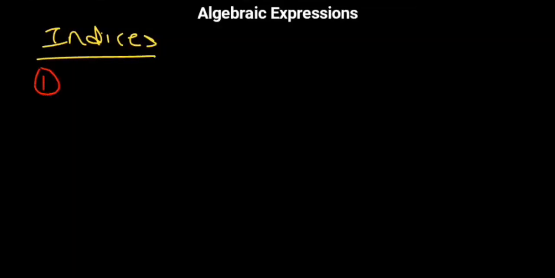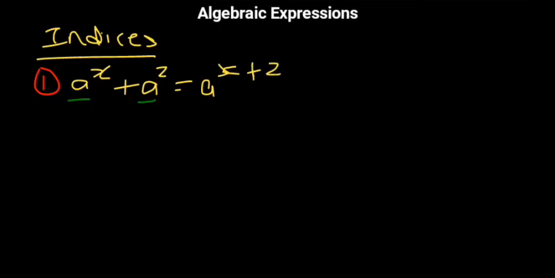We will now begin with indices. Indices are usually numbers that go to a certain power or are square rooted by a number, for example, 2 to the power of 2 or the square root of 16. Our first point: if we have a to the power of x multiplied by a to the power of z, our answer would equal, providing that our bases are the same, a to the power of x plus z. So we add the powers together, providing our bases are the same, a, and we are multiplying them.